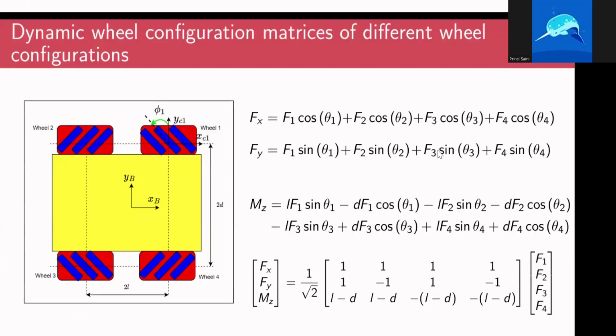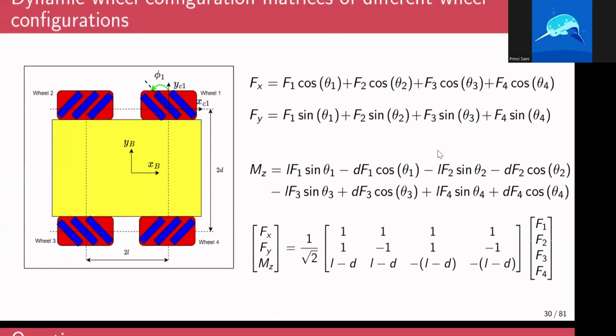And similarly for a mecanum wheel robot, you can consider the force equilibrium in x direction, y direction, and z direction, so that you can derive this wheel configuration matrix called gamma, right?